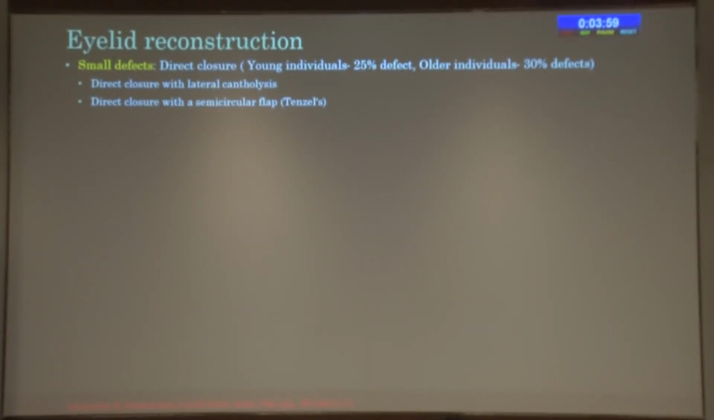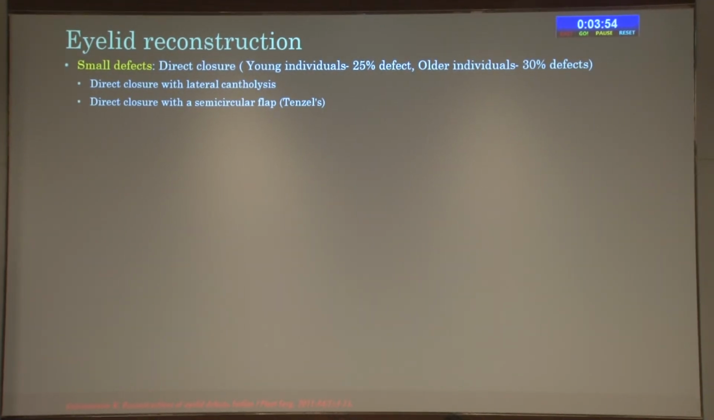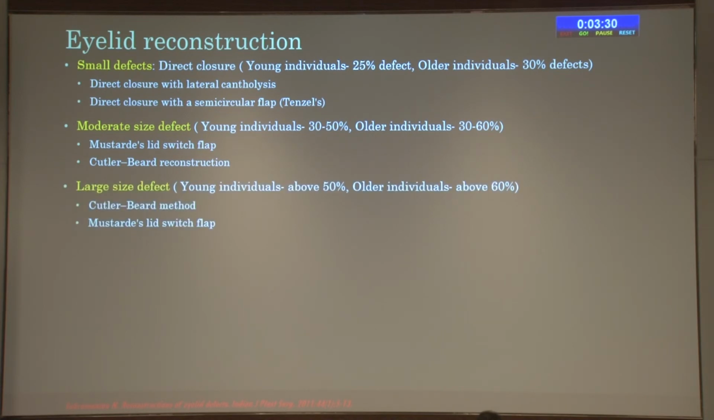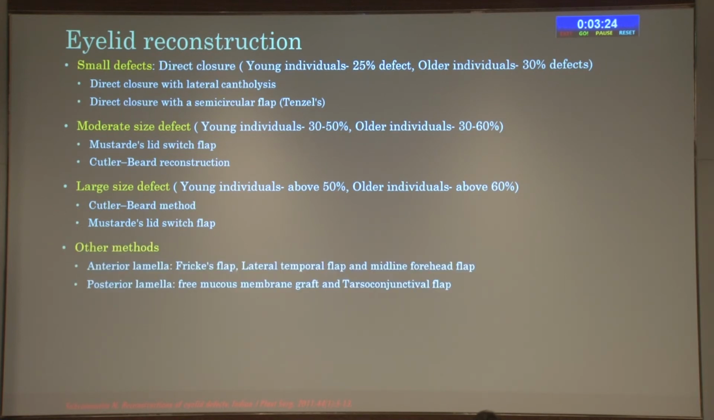So when it comes to small defects, direct closure may be possible. In young individuals, a 25% defect, and in older individuals, up to 30% defects can be closed directly. It can be helped with a lateral cantholysis or with a semicircular flap. Moderate sized defects will require a lid switch flap or a Cutler-Beard reconstruction. Cutler-Beard is basically a lower lid full thickness transposition flap. Large size defects will require a Cutler-Beard reconstruction, or the anterior and posterior lamellae can be reconstructed separately with the options available.